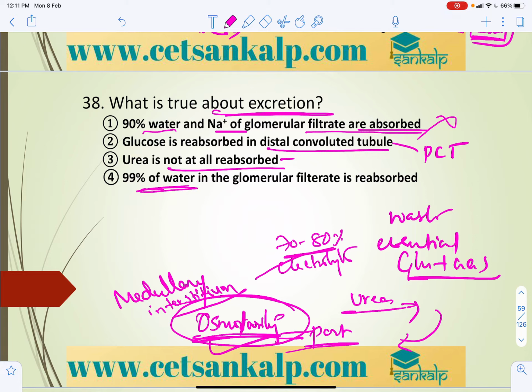99% of the water in the glomerular filtrate is reabsorbed. So this is correct, right? And almost all glucose and amino acids are also reabsorbed. So this is a correct one.